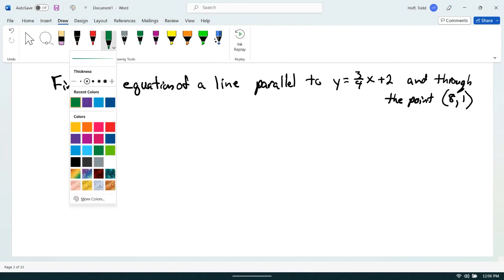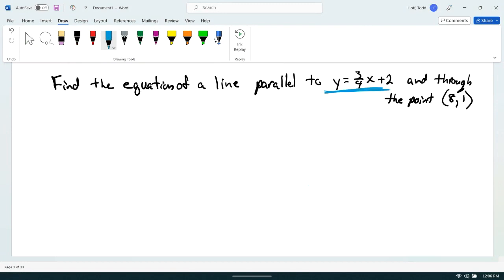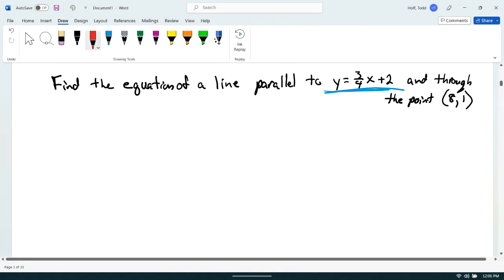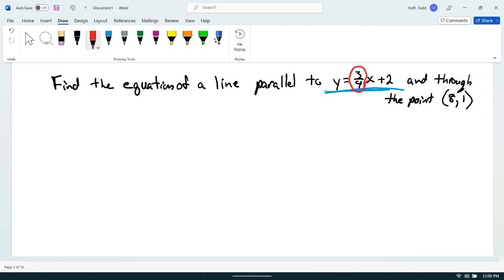So here we have this equation given, y equals 3/4 x plus 2. The only piece of information we want from that equation is the slope, right there, the number that multiplies x. 3/4 is our slope. Now the parallel slope, if you recall from the last couple of classes, is the same. So the slope of the parallel line is also 3/4.